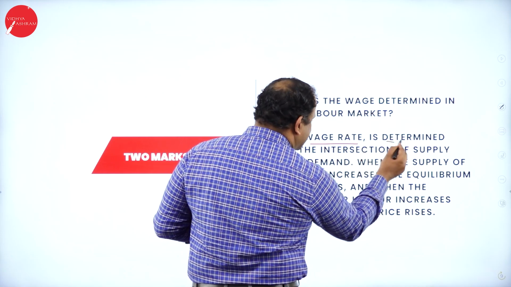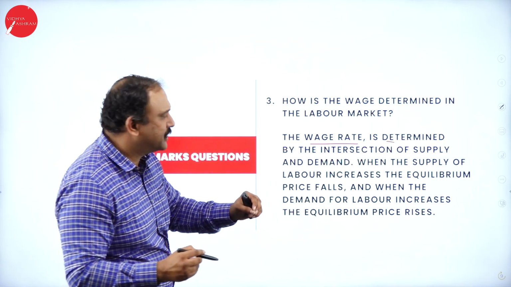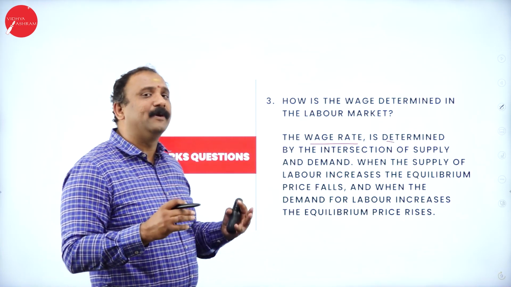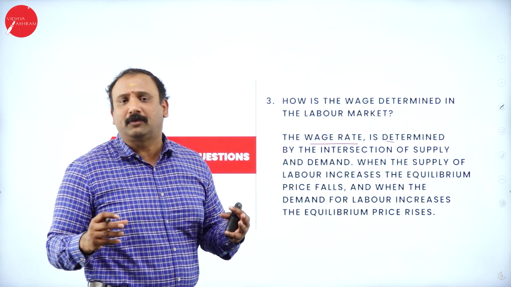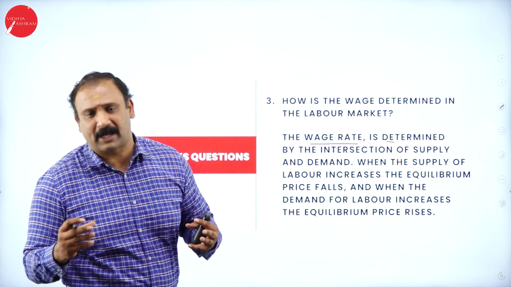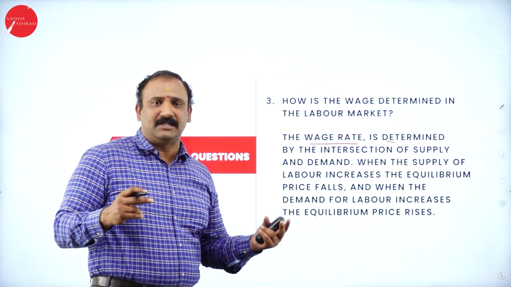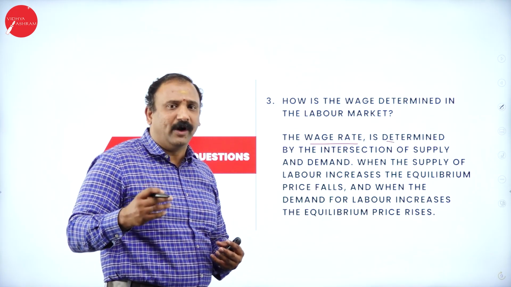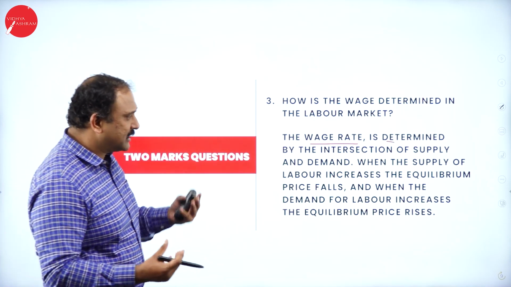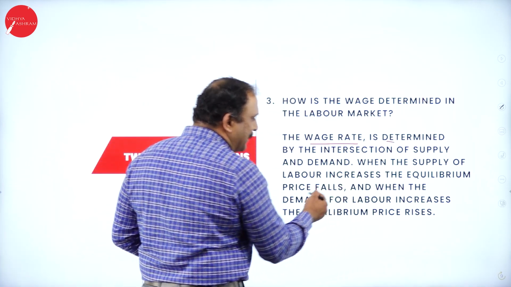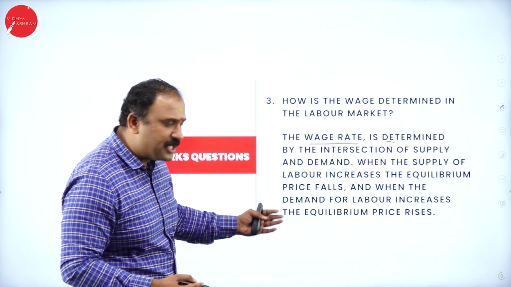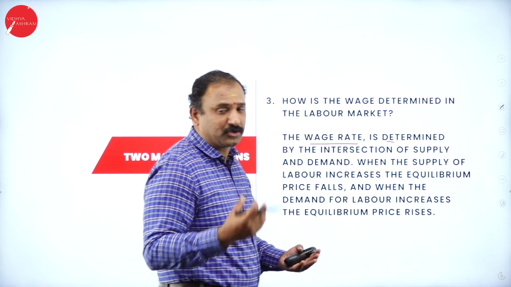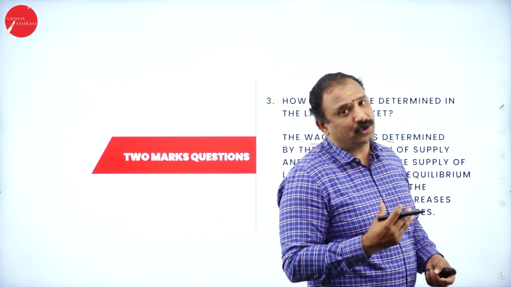The wage rate is determined by the intersection of supply and demand of labor. If the supply of labor is very high, then we cannot go on bargaining on the price. If the demand for labor is very high, then automatically the value for that particular work will also start going up. So when the supply of labor increases, the equilibrium falls. When the demand for labor increases, the equilibrium price also rises. So quite an interesting theory altogether here.